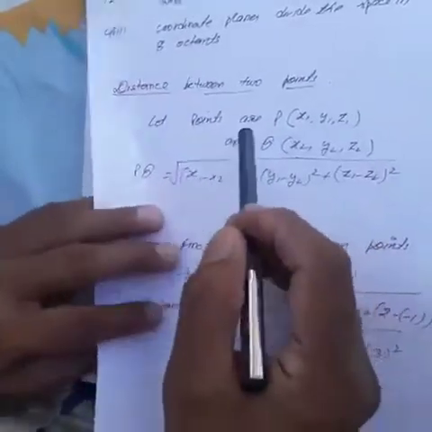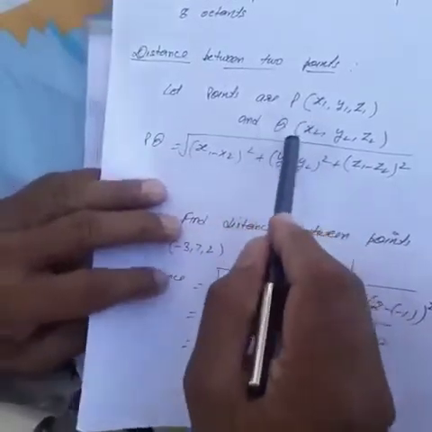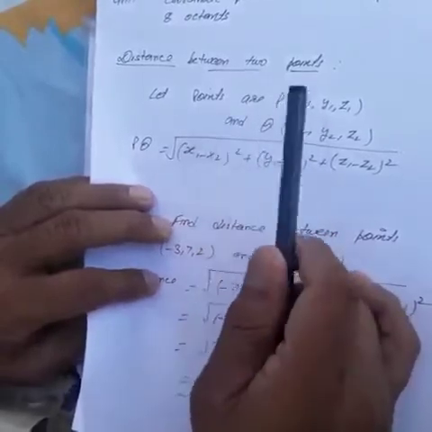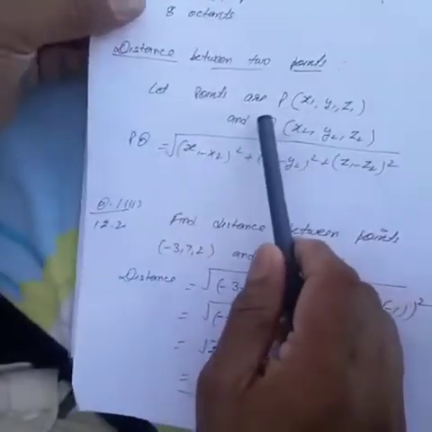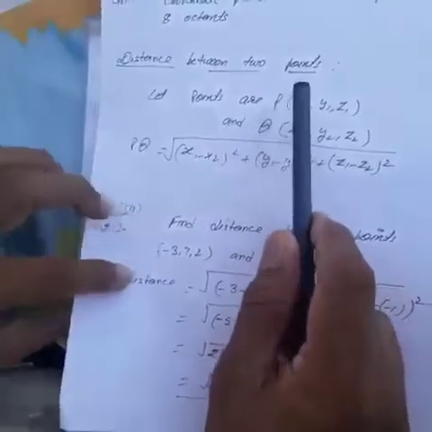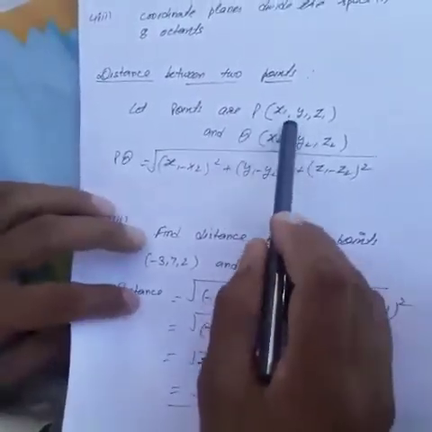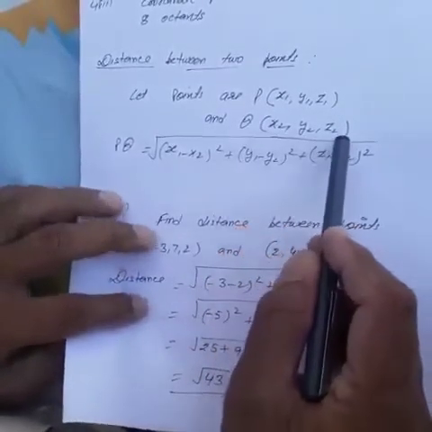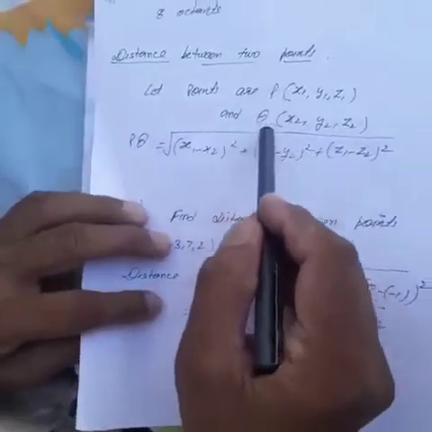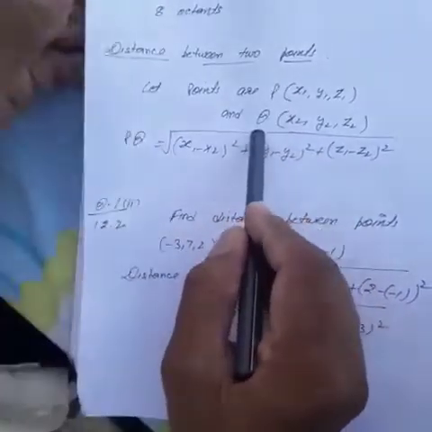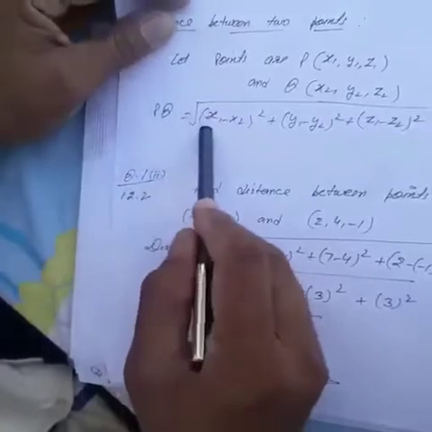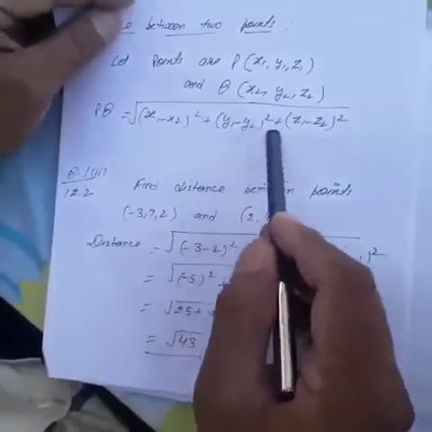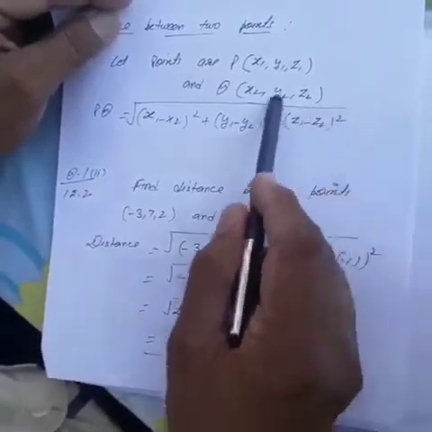Now after locating points in different octants, we have to find out the distance formula and section formula, which is there in your syllabus. So if two points are P and Q with coordinates x1, y1, z1 and x2, y2 and z2, using distance formula we can find distance between PQ. The formula is PQ is equal to square root of x1 minus x2 whole square plus y1 minus y2 whole square plus z1 minus z2 whole square.